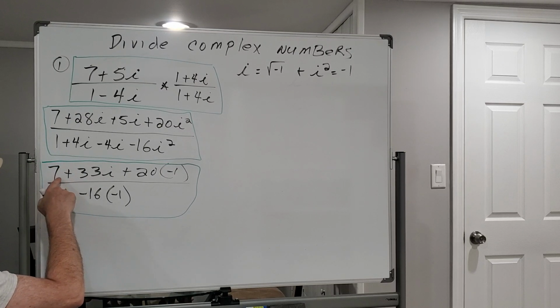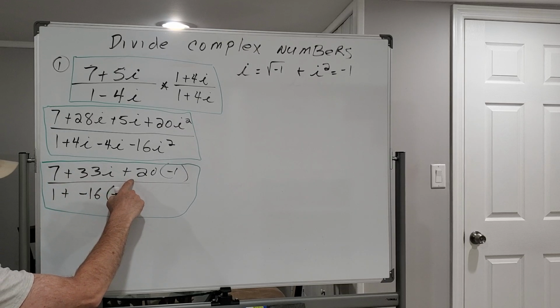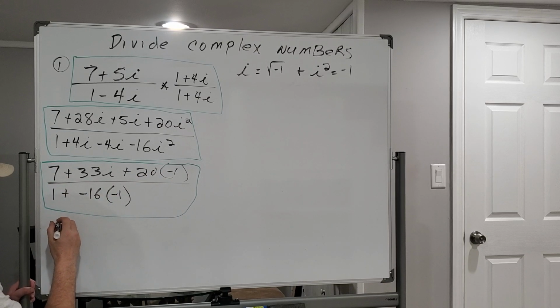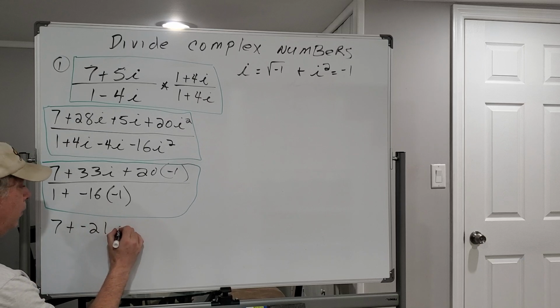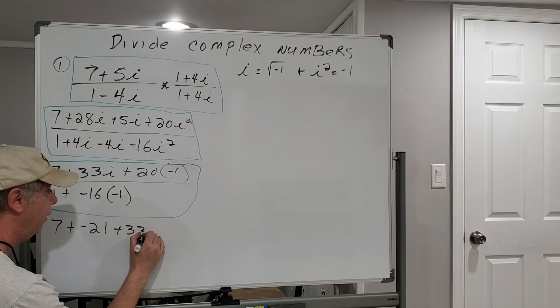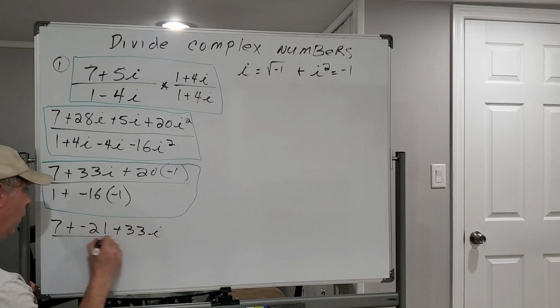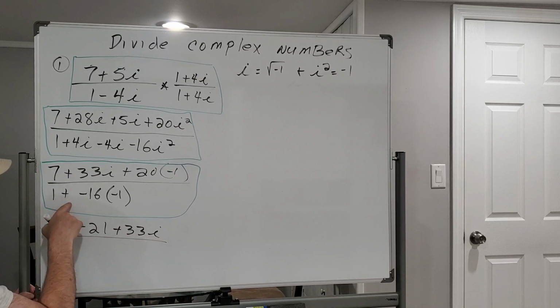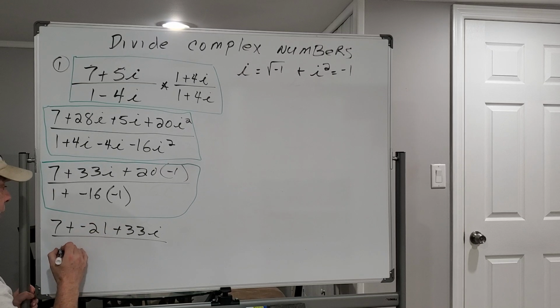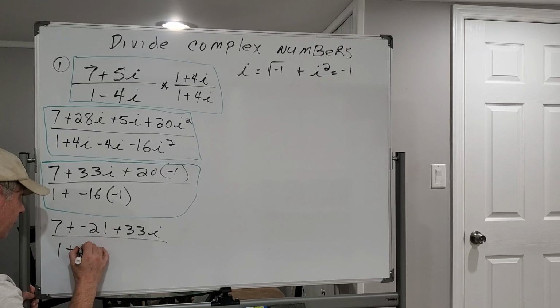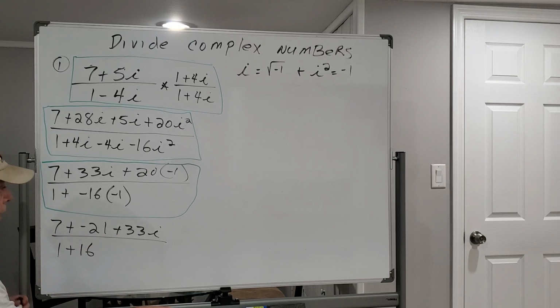Fourth step now. Now we can go 7 plus -21, so 7 plus -21 plus our 33i, all over 1 plus -16 times -1, that's positive 16. So that's 1 plus 16. So that is our next step.